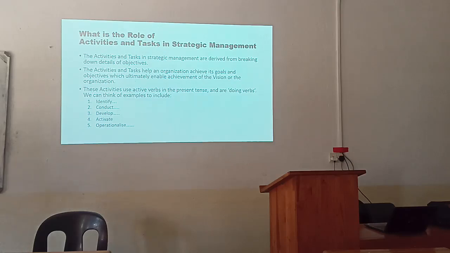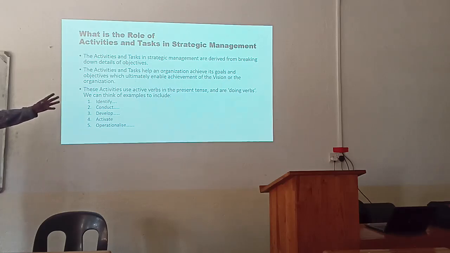What is the role of activities and tasks in strategic management? Those are the lowest level of our strategic management responsibility. These activities and tasks are derived from breaking down the objectives. The activities and tasks help the organization achieve its goals and objectives, which ultimately enable achievement of the vision of the organization.